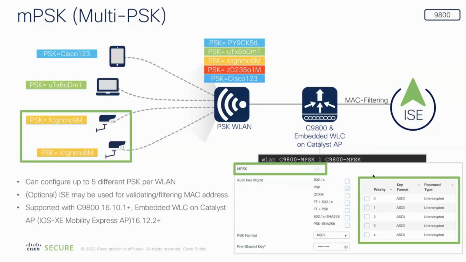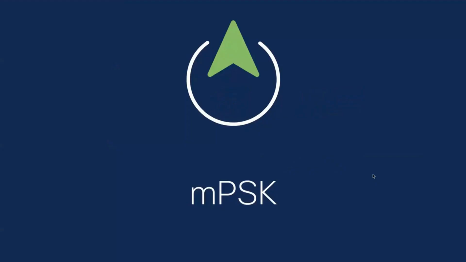And notice that you can also have these devices that share the same pre-shared key basically be in their own little group, or you can actually do some segmentation between them, some peer-to-peer blocking, so that they don't actually interfere with each other, even though they're using the same pre-shared key. So that's an option in the Catalyst controller as well.